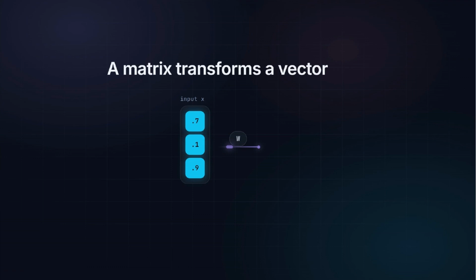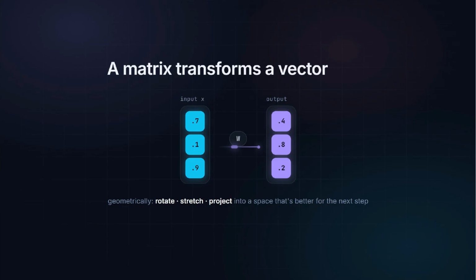Let's make transformation concrete. Here's an input vector, say the embedding for a word, about to go into a weight matrix W. Out comes a new vector. Same idea as a function, input in, output out, but it acts on a whole list of numbers at once. Geometrically, W can rotate it, stretch it, and project it into a space that's more useful for whatever comes next. And notice, there are no handwritten rules anywhere. It's purely numbers multiplied by numbers. That's all a layer does.